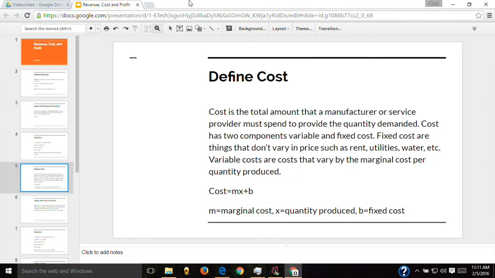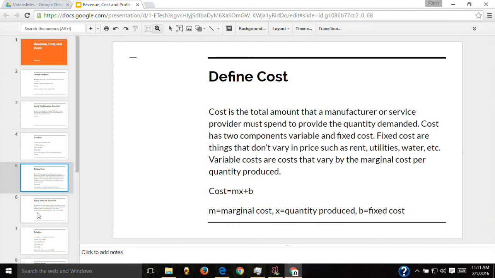And to understand something as well, m is equal to marginal cost. So if you look in a problem and they say what is the marginal cost, or if they give you a cost function and they ask you what is the marginal cost, you're going to look for this m part right here. If they ask you what the fixed cost is, you're going to look for the b portion, which is right here. Okay?